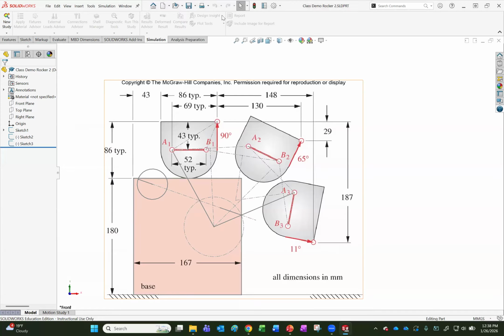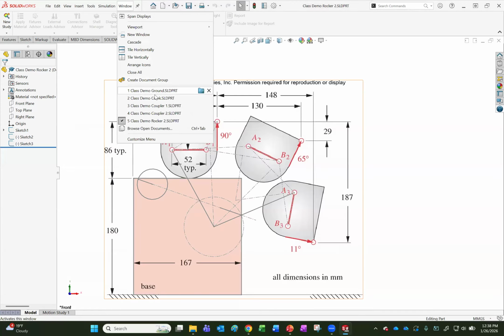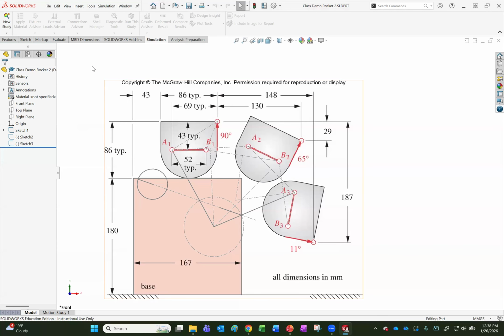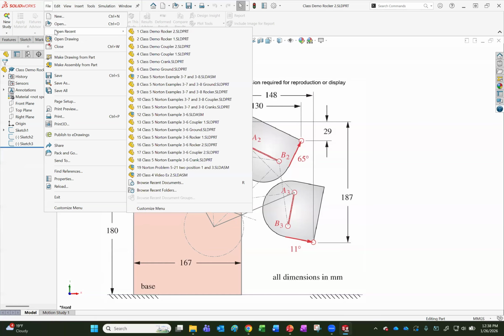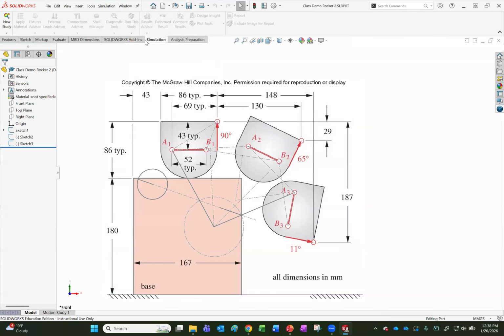All right. So I have all of them open. Ground, crank, coupler one, coupler two, rocker two. What happened to rocker one? I must have been dozing off somewhere, or I must have accidentally somehow clicked the copy or save and open or save and close or something like that. Whatever it is.